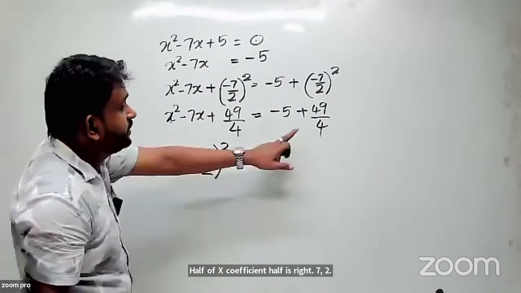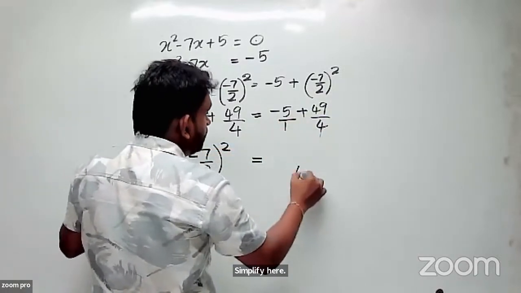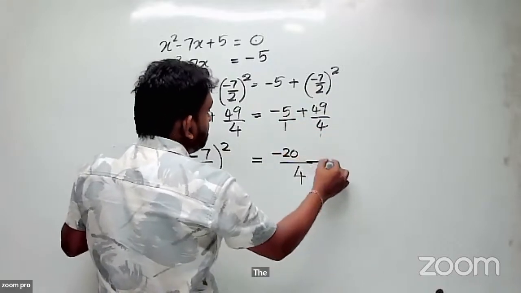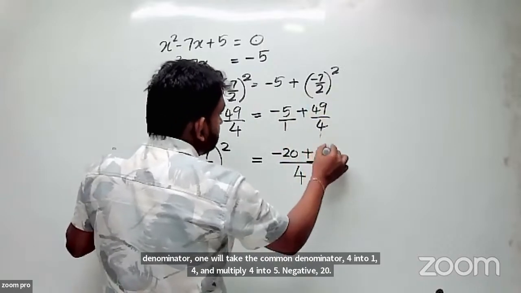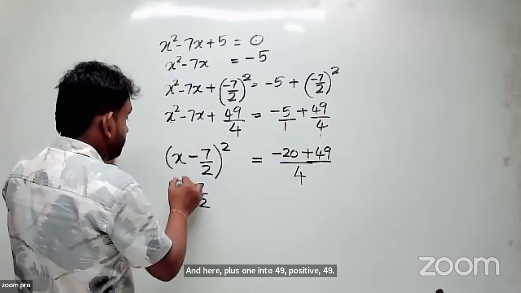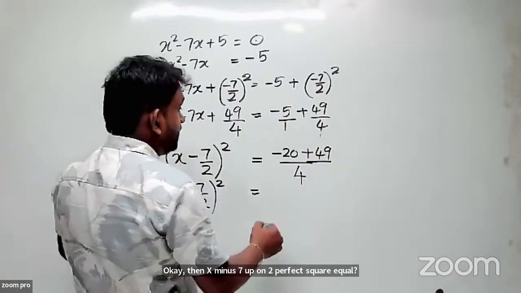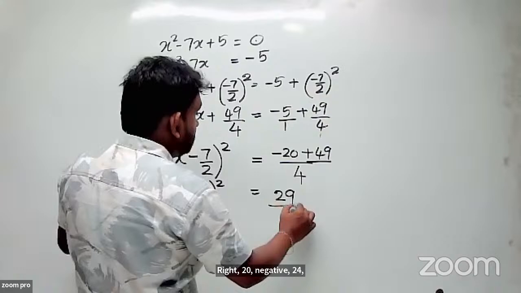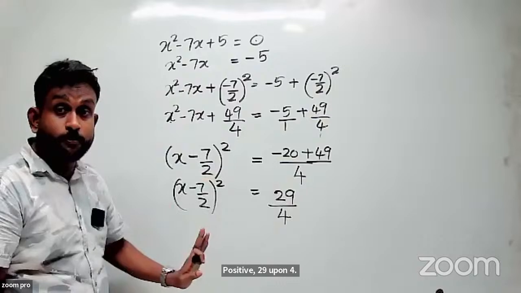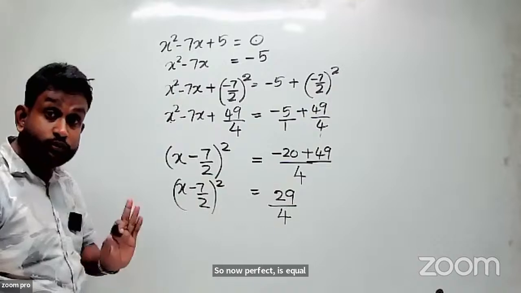Then simplify here. For the denominator, take the common denominator 4: 4 into 1 is 4, and 4 into 5 is negative 20, and here plus 1 into 49, positive 49. Okay, then x minus 7 upon 2 perfect square equals negative 20 plus 49, which is positive 29 upon 4. Okay, that becomes positive now. So now the perfect square equals something here, so you have to take the square root.